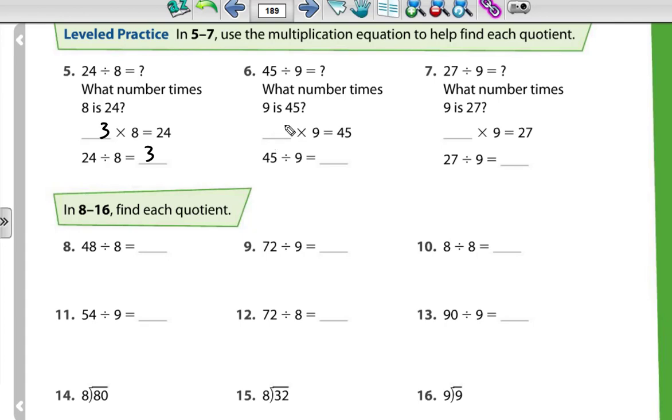24 divided by 8 equals 3. I am here. Quickly. 5 times 9 equals 45. 45 divided by 9 equals 5. Great. Excellent. Hassan Jaber.